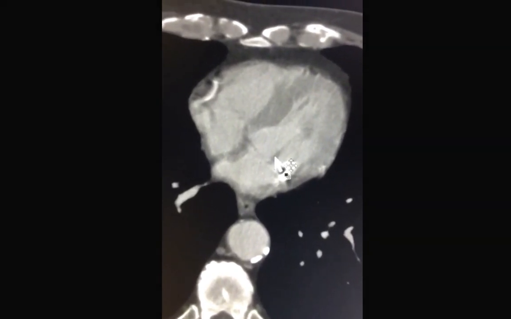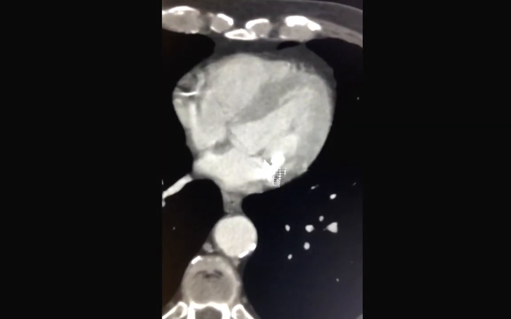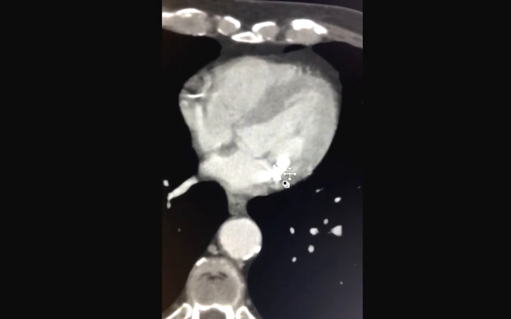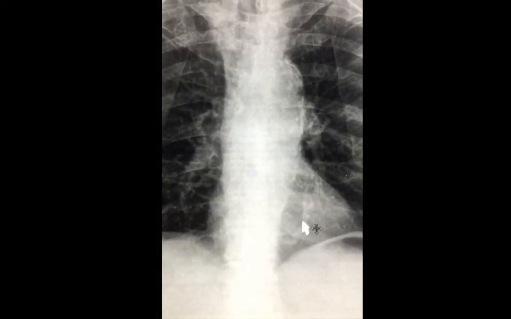Now that we saw this, let's look at the same appearance on coronal imaging. I'm going from anterior to posterior, and here's your mitral annular calcification. Now it's easier for us to understand why this looks like what it looks like on a chest X-ray. And here's the chest X-ray again showing the same mitral annular calcification.